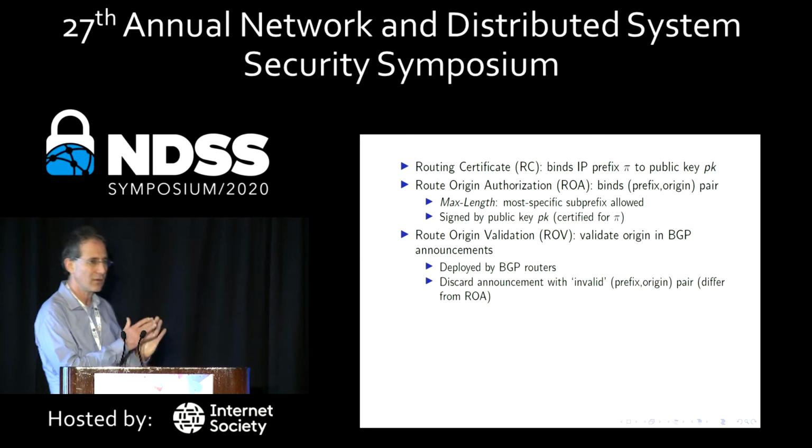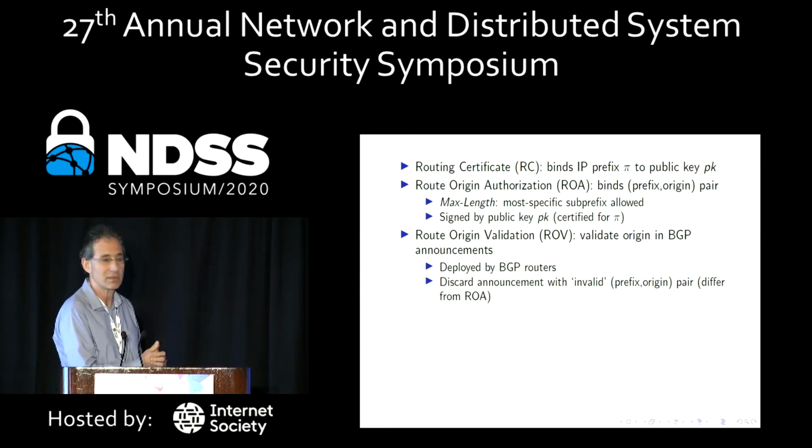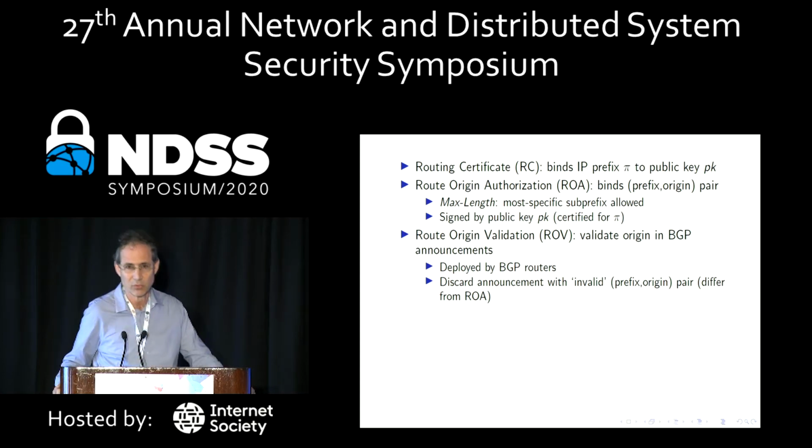So it's saying, okay, now that I own this prefix, you see this routing certificate, I own this prefix with this public key, I'm signing that the following AS is allowed to announce this prefix. And that is essentially what it is, right? And that's how you can define who is allowed to announce your prefixes, okay?